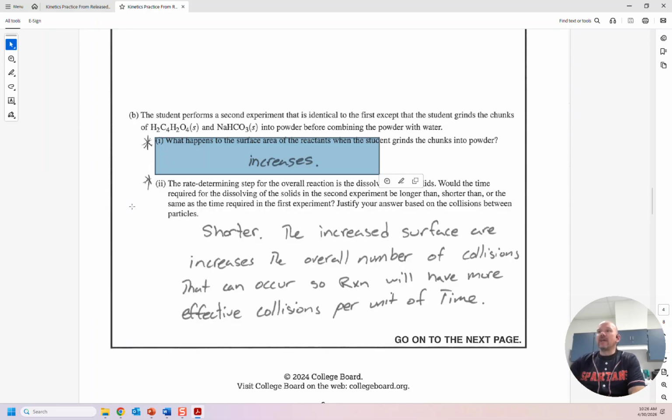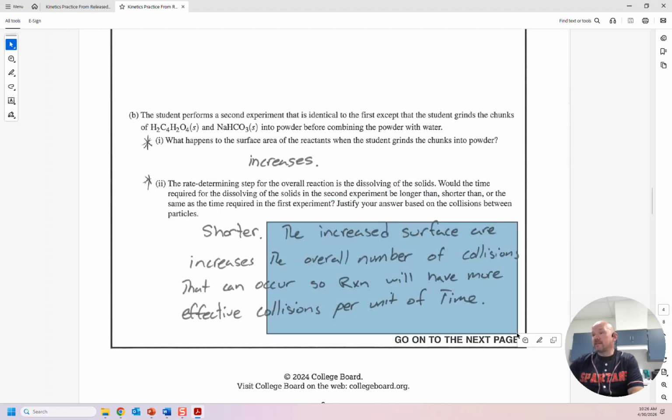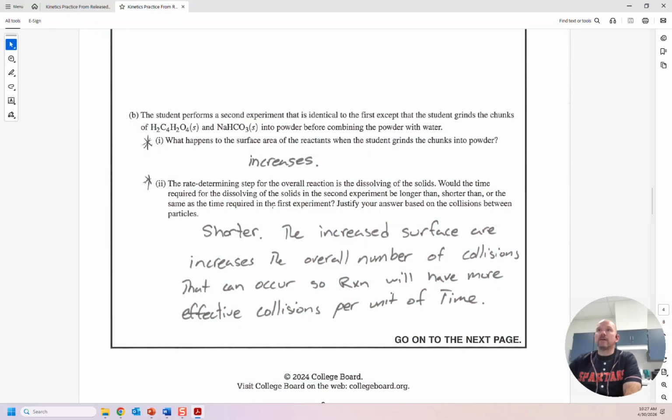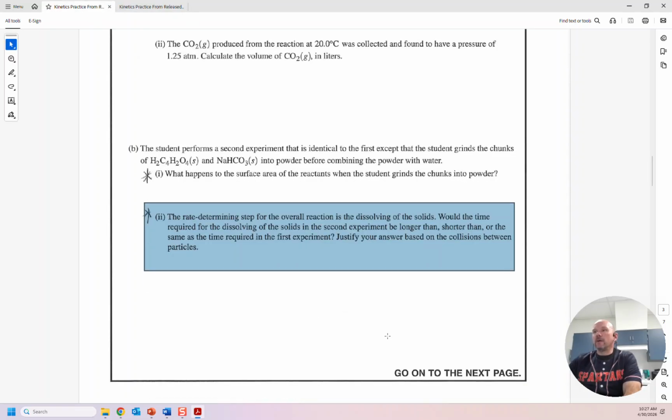Okay, so in part two, they're asking, will the reaction happen faster when they use the crushed up powder versus the chunks dissolving? And the answer is yes, it will be shorter. It will take less time for it to dissolve when it's crushed up into powder, because the increased surface area increases the number of chances for collisions. It increases the overall number of collisions that can occur per unit of time, and that increases how fast the reaction occurs per unit of time, right? More collisions is going to mean more effective collisions, and that means the reaction's happening faster. Okay, so it'll take less time for it to dissolve. All right, so that's again pretty straightforward.